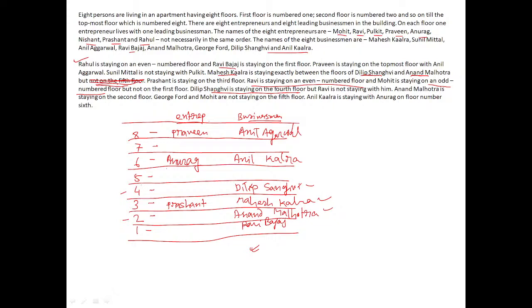Okay, as the earlier statement confirmed, Ravi is staying on an even floor. So Ravi can't come here because Dilip Sanghvi is already here. So Ravi will be here, and Rahul is also staying on an even-numbered floor. So Rahul is here on the 4th floor. This much understanding is okay till now. Okay. Now moving to next.